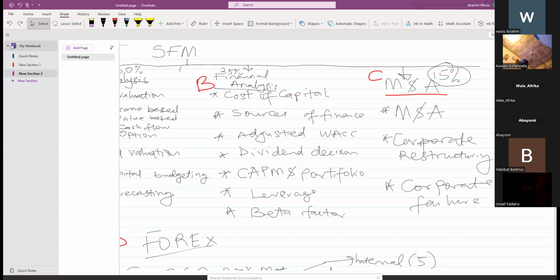The first one is cost of capital. Most tutors will tell you that this cost of capital is the backbone of SFM. Why? The reason behind that is because when you want to invest, you need capital. So if you plan getting the capital from shareholders, there is a cost attached to that. If you want to use debt, there is also a cost attached to that.